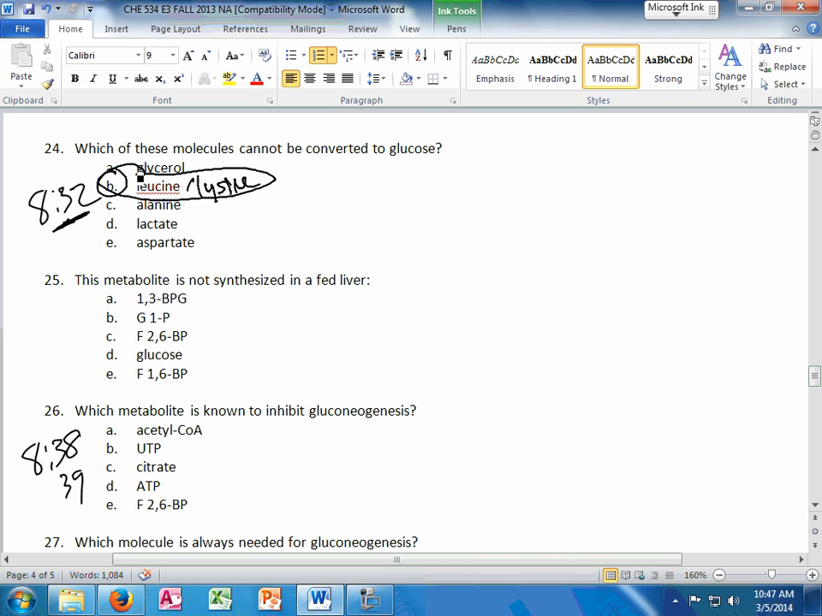This metabolite is not synthesized in a fed liver. So remember, in a fed liver glycolysis is happening, so you can recognize a lot of this from glycolysis. This is the feeder pathway from Unit 4. This is the potent activator of glycolysis. So glucose, if your liver's fed, it doesn't need to make glucose. There's enough glucose going throughout the body from what you just ate.